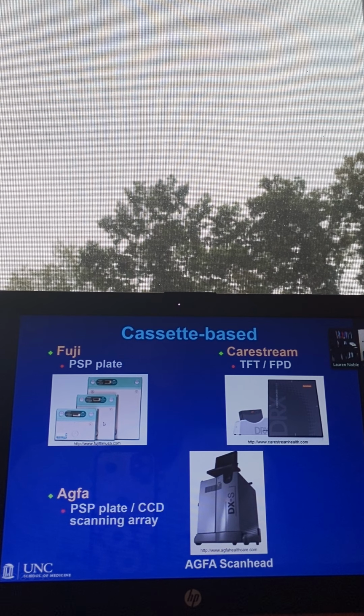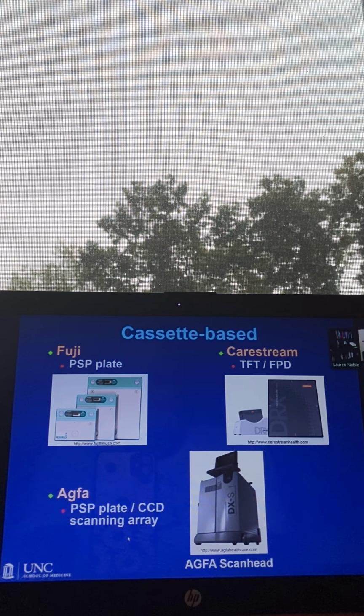is what we have down in the lab by Fuji. They're cassettes. When you look over here, this is by Carestream, and that is a flat panel detector, but it's a cassette. Okay, it's a cassette. And then AGFA, now I don't have a picture of the cassette, but the cassette would look very similar to one of these cassettes here. But this is the processing device. So the cassette is actually a PSP cassette or PSP plate. So it would have a PSP plate in it like this one does.